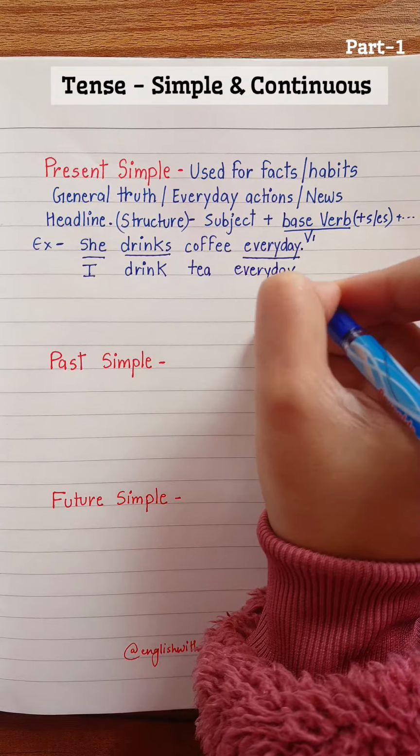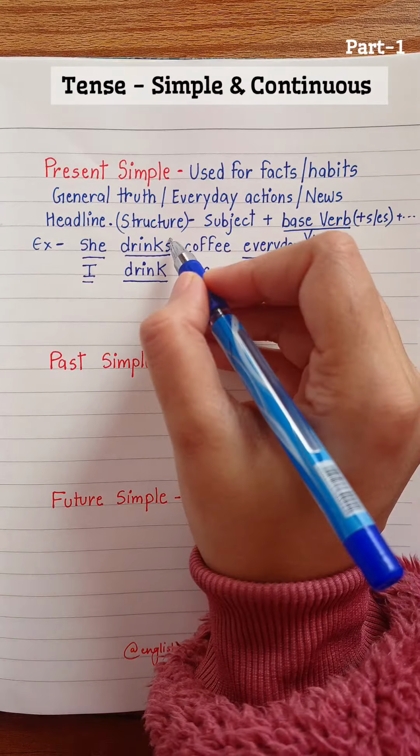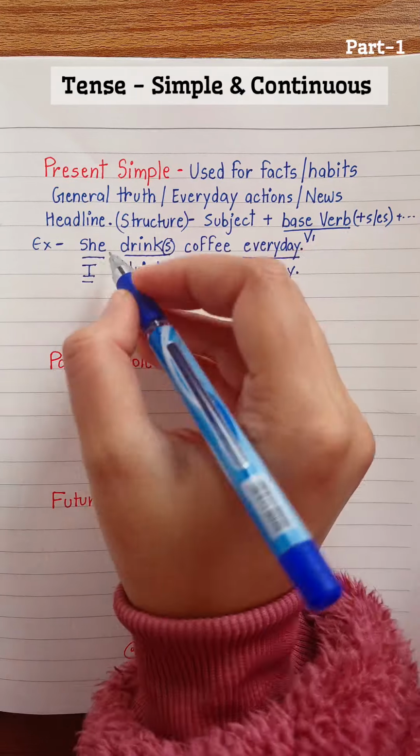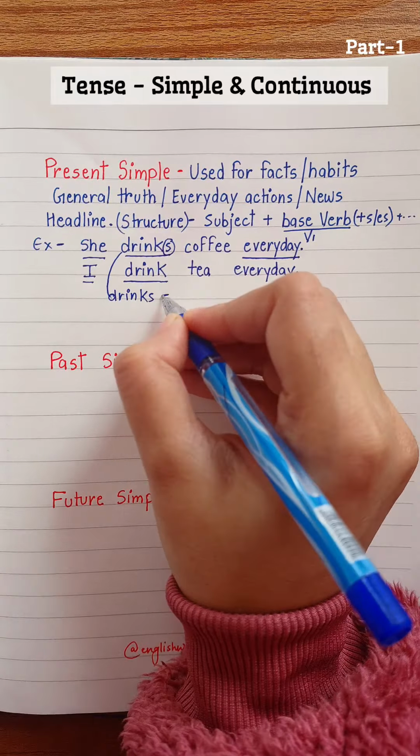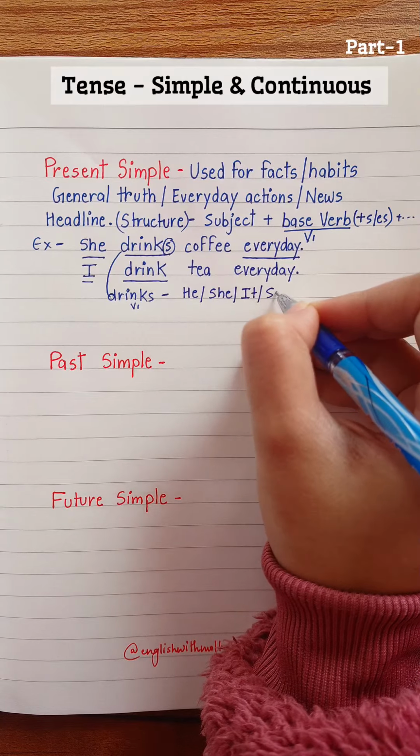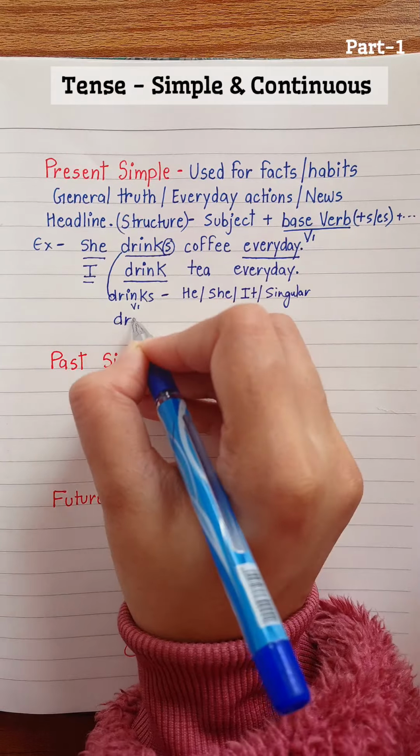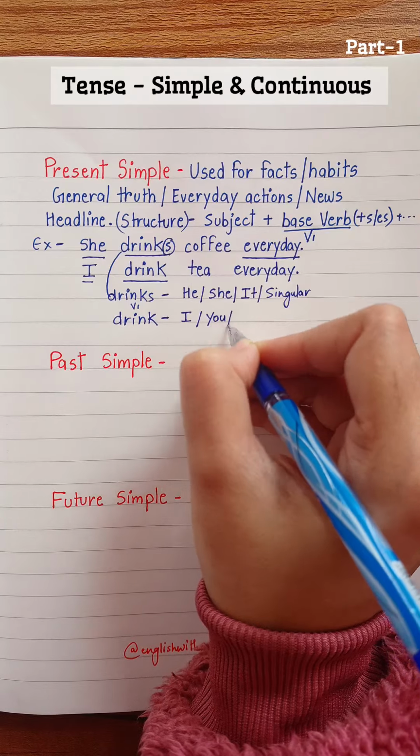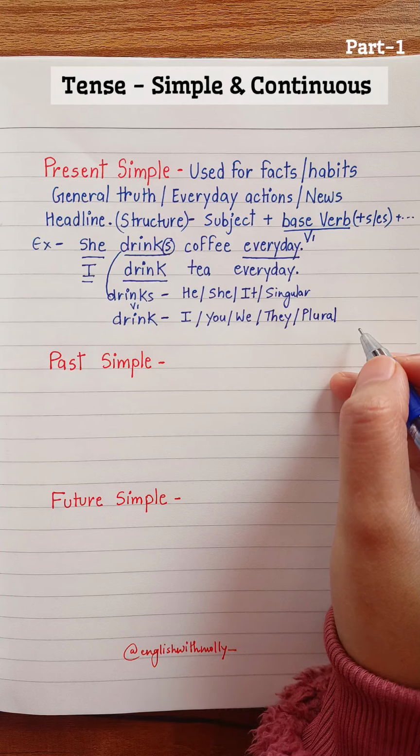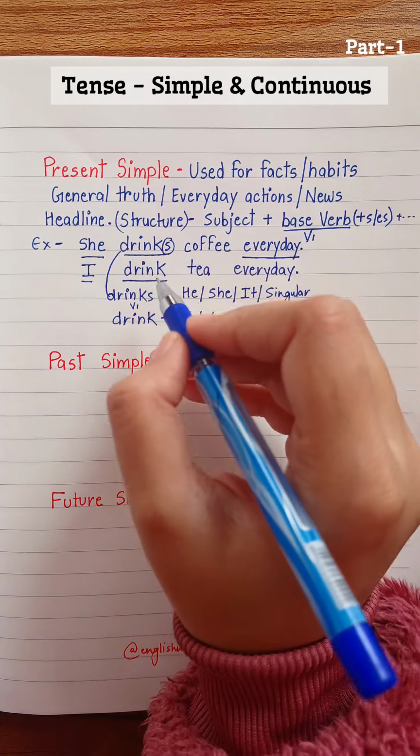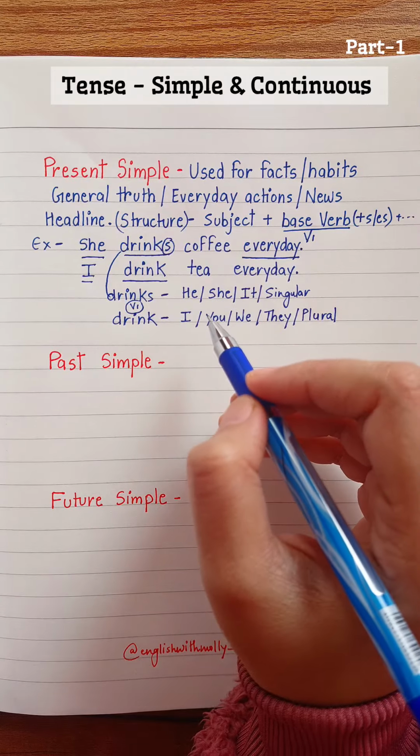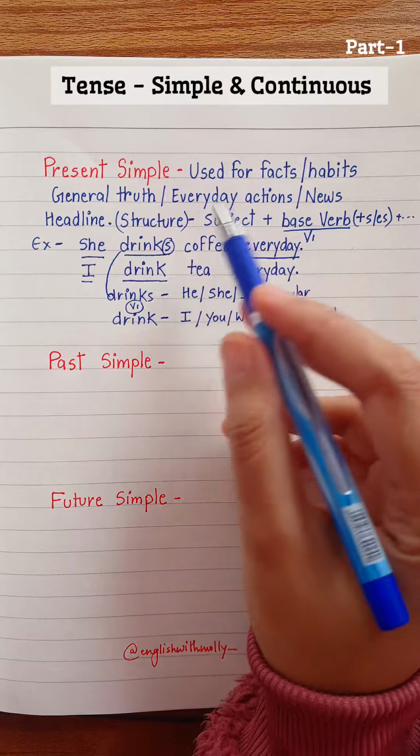I drink tea every day. Here I takes drink, but she takes drinks. So what's the difference? Now let's learn this. We are going to use drinks, which is a V1, with he, she, it, or a singular subject. And drink is used with I, you, we, they, or plural subjects. So according to the subject, we use S or ES with the verb. And both of these are V1, first form of the verb. Hope you guys would remember this rule.